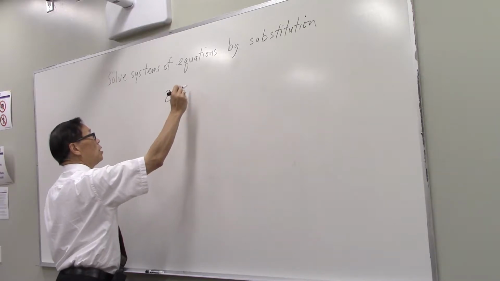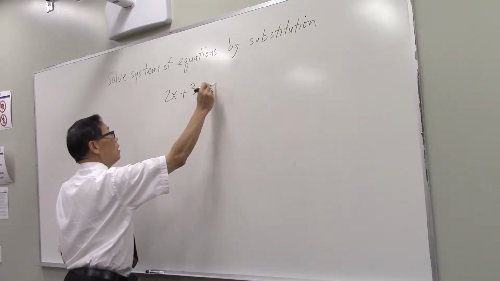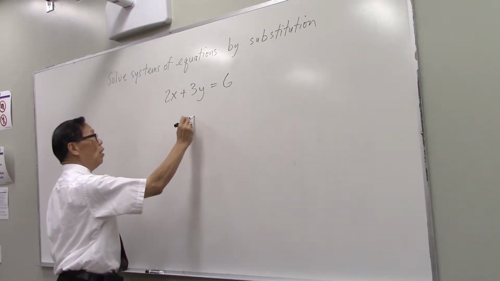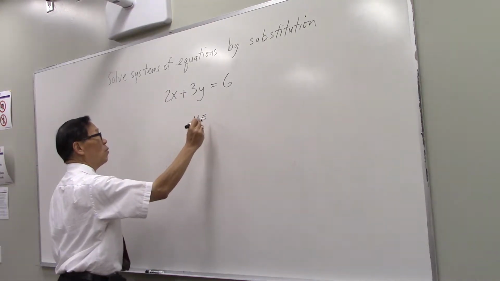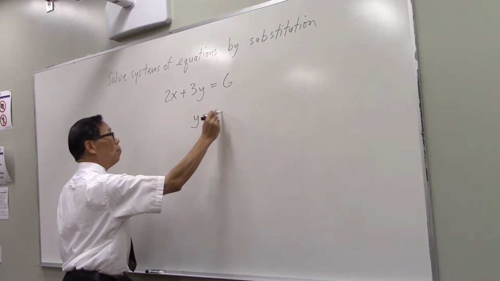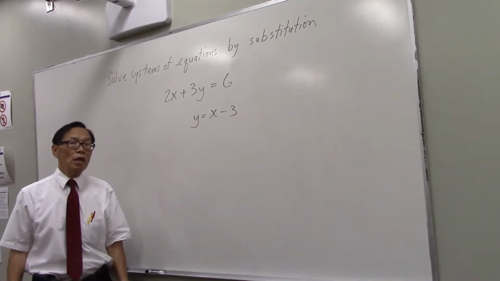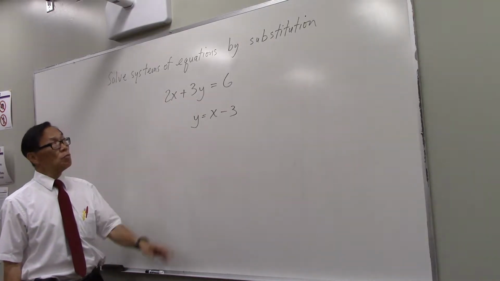2x plus 3y equals 6. And y equals x minus 3. So these are two equations. And the way we solve this is by substitution.